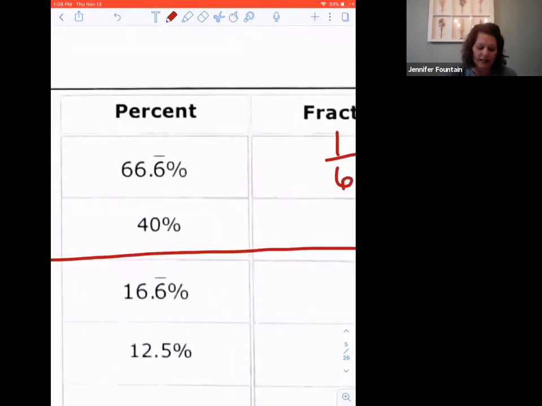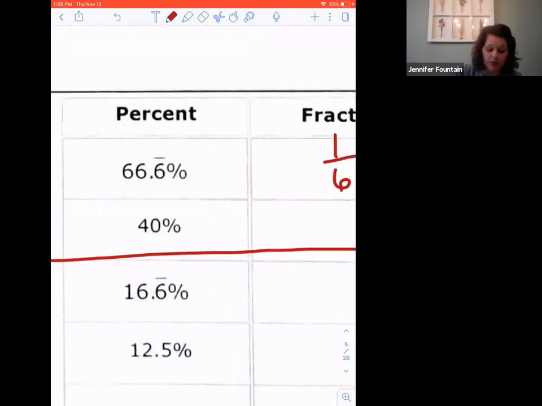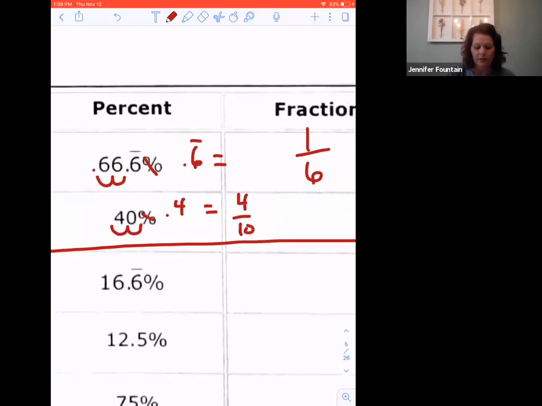All right, and then finally, but this one was because we dropped our percent sign, move it 2 places to the left, so that's 0.6 repeating, and we know that 0.6 repeating is going to be 1/6. 40%, drop your percent, 2 places to the left, that's going to be 0.4. 0.4 is equal to 4 over 10. So there we divide by 2, and we have 2 over 5 as our reduced fraction.